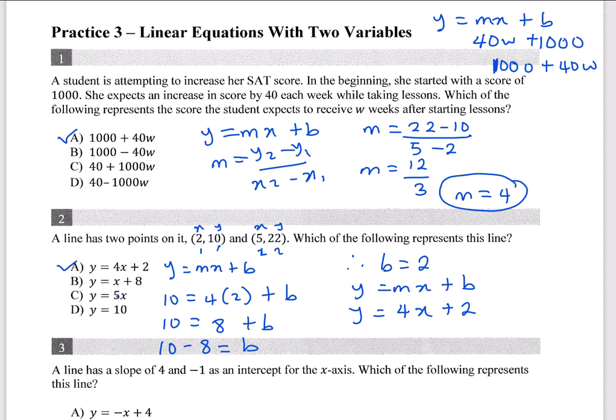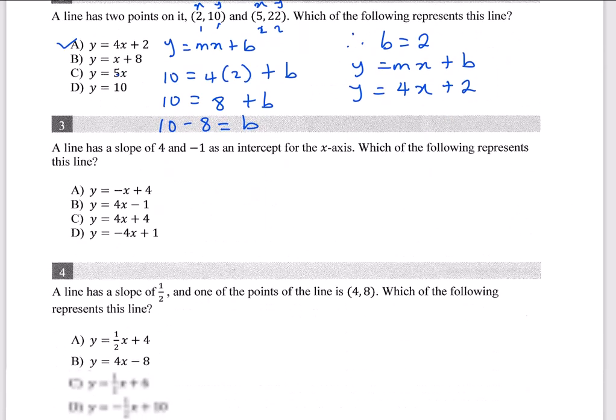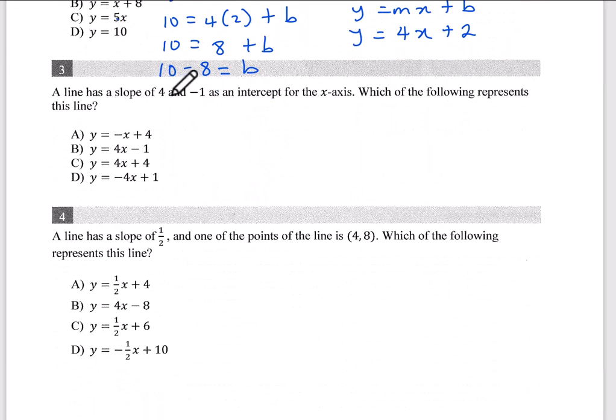So let's go for the third question. Question number 3. A line has a slope of 4 and -1 as an intercept for the x-axis. Which of the following represents the line? Okay, this question is a little bit complex, more complex than you can even think about. Especially from this point, I don't think it's something we saw during the course of our introduction. So let's continue. The line has a slope of 4 and this has an intercept for the x-axis.